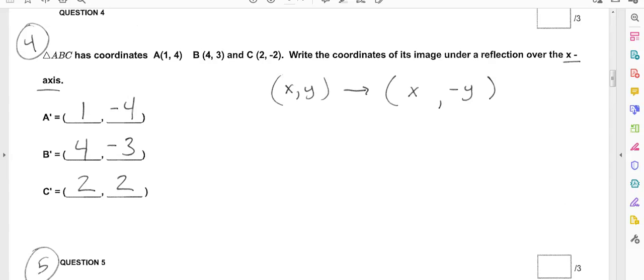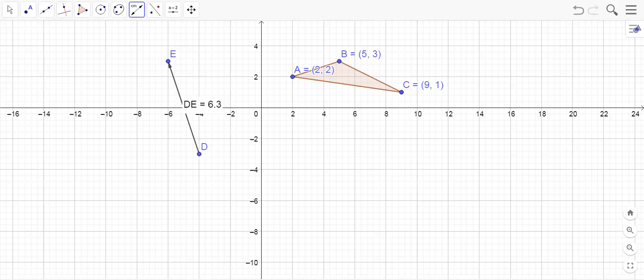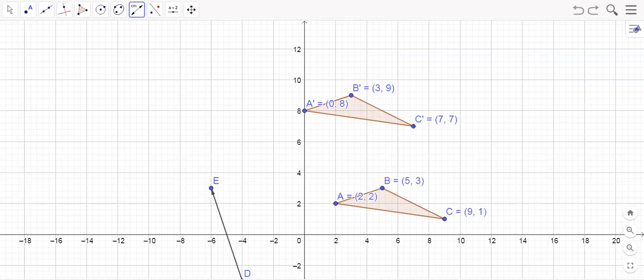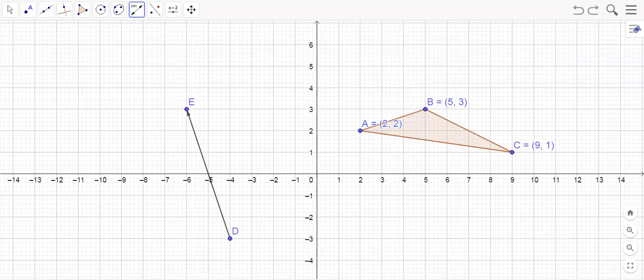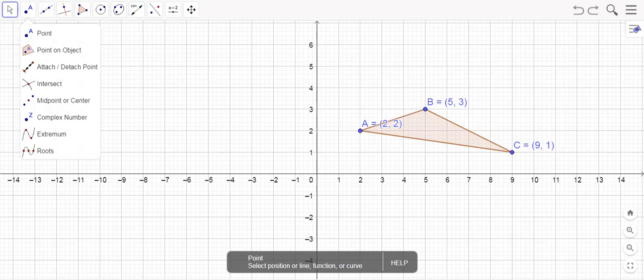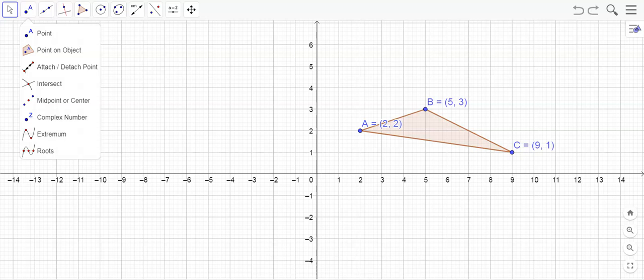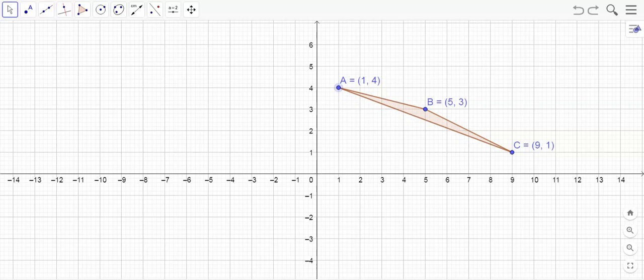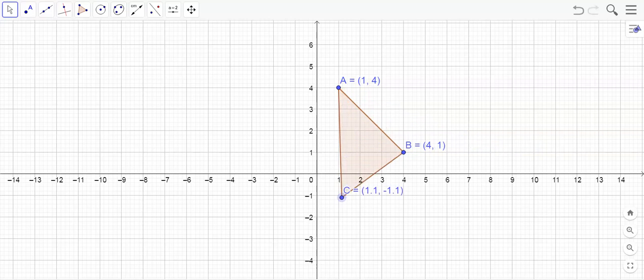I'm going to go ahead and do it on GeoGebra just to show you how that works. So let me get rid of a few things. I don't need the vector. I'll keep that original triangle so then I can just move it around. So for number 4, we had A was 1, 4. So there's A. B is 4, 1. This is actually faster than doing a new sketch every single time. And then we have 1, -1 for C.